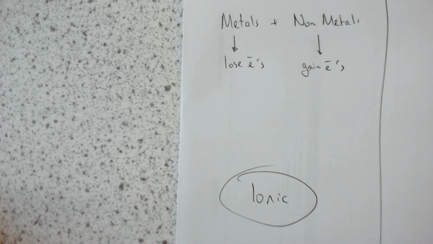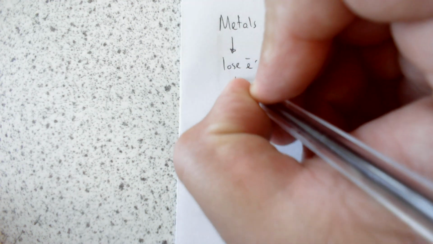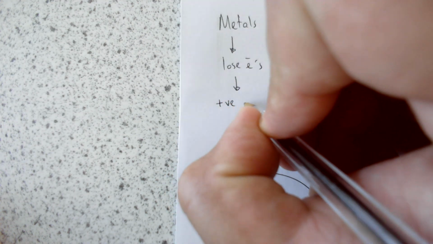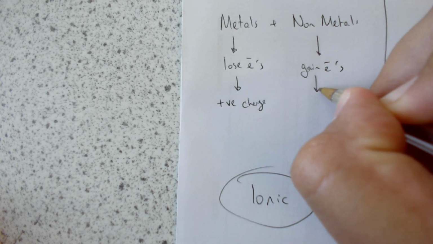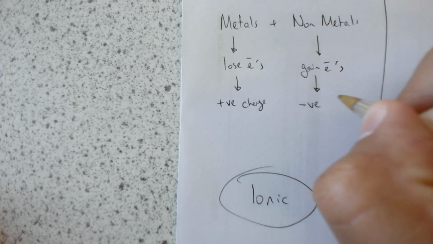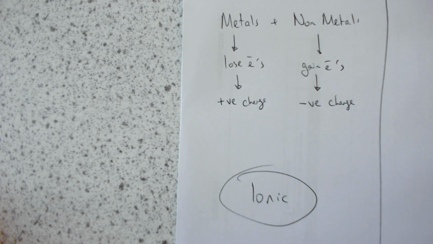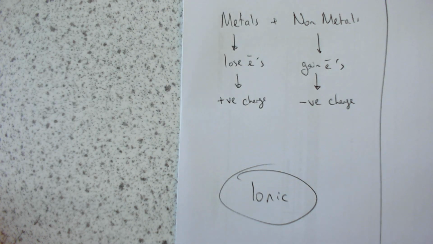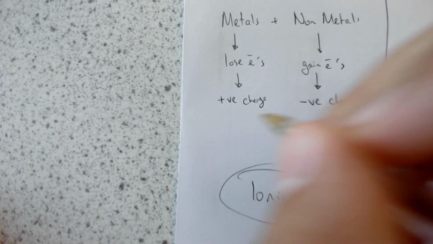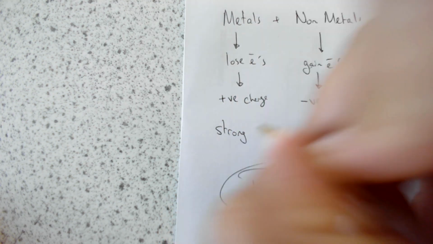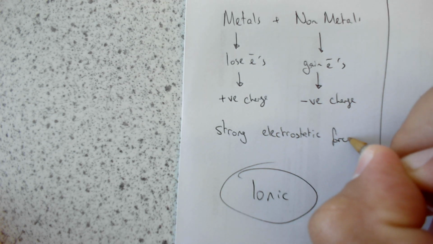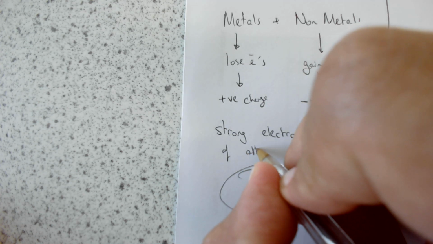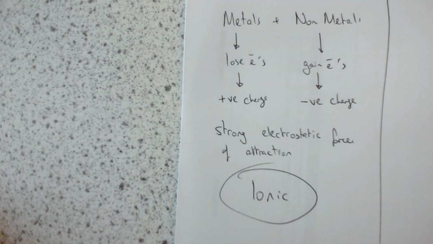Once a metal loses electrons, it will have a positive charge, and that plus ve means positive, and when non-metals gain electrons, they will have a negative charge. And then what makes them stick together? This is the mark scheme answer part. You have got strong electrostatic forces of attraction. And what's that between?